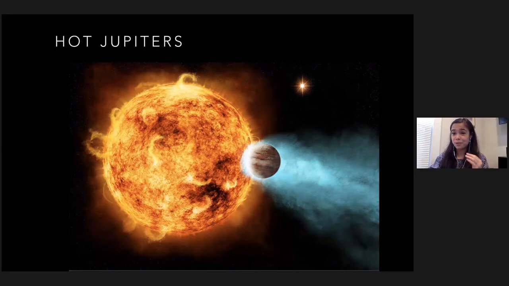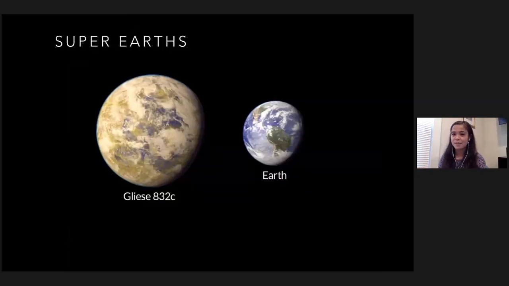So hot Jupiters are super cool, do not exist in the solar system, but appear to be fairly common elsewhere. And actually the most common type of planet that has been found in these extrasolar systems is super Earths. And these are between 2 and 10 times the mass of the Earth. So they're much bigger than Earth, but a little smaller than Neptune. And we don't have one of these in the solar system, but they're the most common planet that exists in other systems, which is interesting.